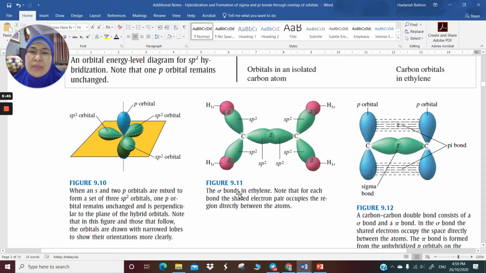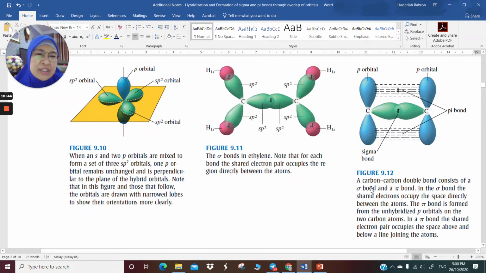Now let's have a look at diagram 9.11, where you see the head-to-head overlap of one sp2 hybrid orbital with another sp2 hybrid orbital that allows one pair of electrons to be shared between the two carbons. So there is the sigma bond formation in ethene. Note that for each bond, the shared electron pair occupies the region between the carbon atoms. So that is the formation of a sigma bond when two sp2 hybrid orbitals overlap head to head.